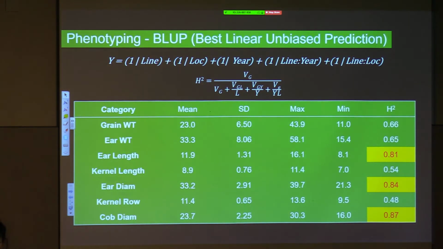Then I used BLUP, best linear unbiased prediction, to shrink the data from multi-year, multi-location to the mean. I assigned line, location, and year as random effects in this linear model. Heterosis was then calculated based on this formula. We can see that among the 7 yield traits, 3 of them show a higher heterosis. 3 of them show a higher heritability. And the heritability ranges from 0.48 to 0.87.